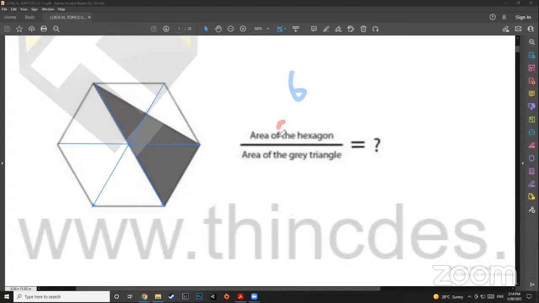So the area of the hexagon we can say is 6, and the area of the gray triangle is 2. The ratio that you will get, or the answer you will get, is 3, right? So it is a numerical answer. 3 is the answer, and you will put down 3 as the answer. So that is why you can use logic.